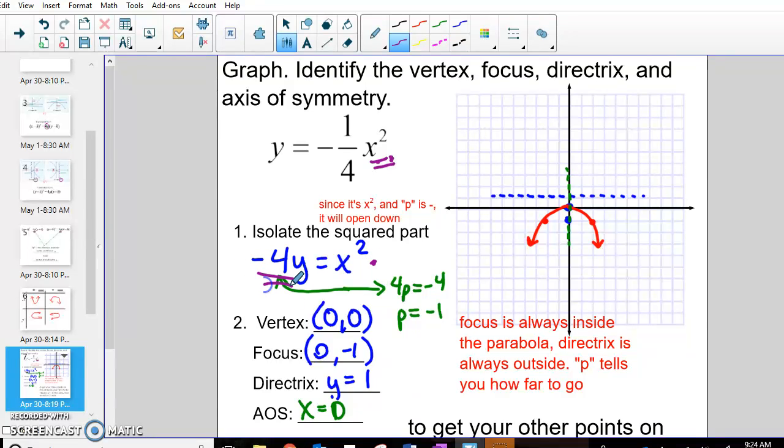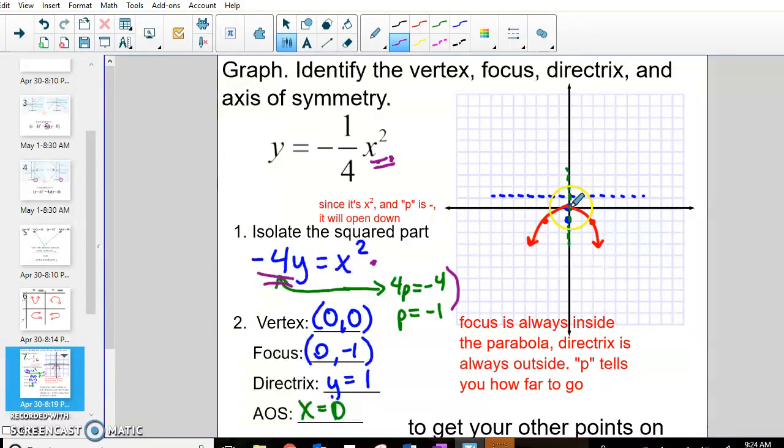This number right here now is the 4p that I showed you on the last slide. So we do this little side work right here, 4p equals -4. We solve for p and we get -1. That means that your focus and your directrix are 1 unit away from the vertex. And we know that they're going to be down and up here in this situation because at the very beginning we noticed it was x squared and a negative. So since it's x squared and the p number is negative, then it will open down.